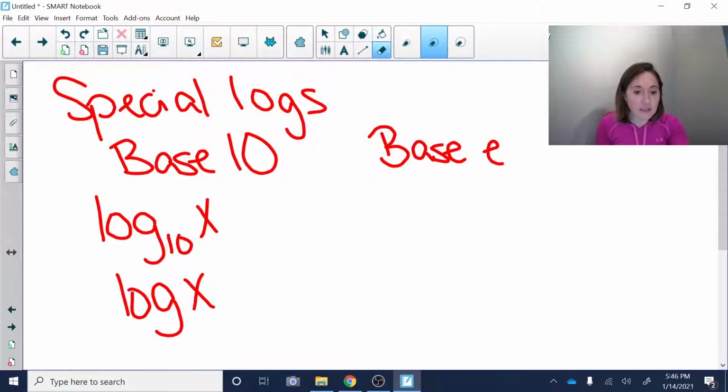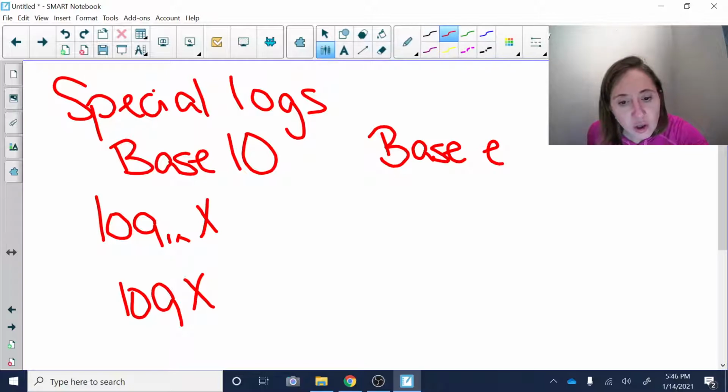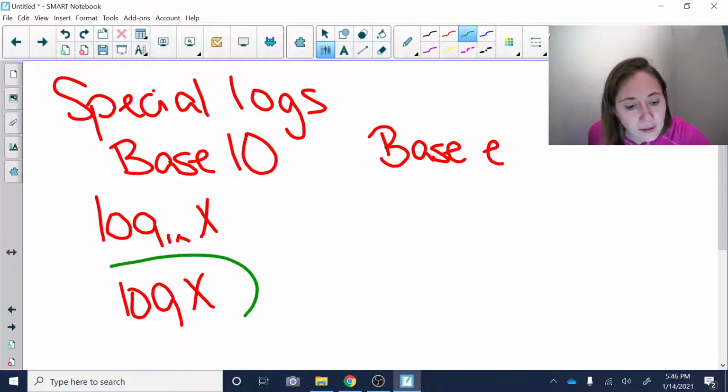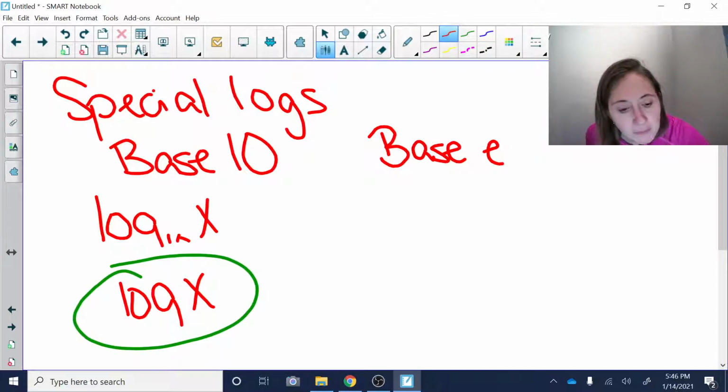So if you see just log x sometime, it means log base 10. Feel free to go ahead and pencil that 10 base in there if it bothers you that they're leaving it off. They kind of do it with square roots too.